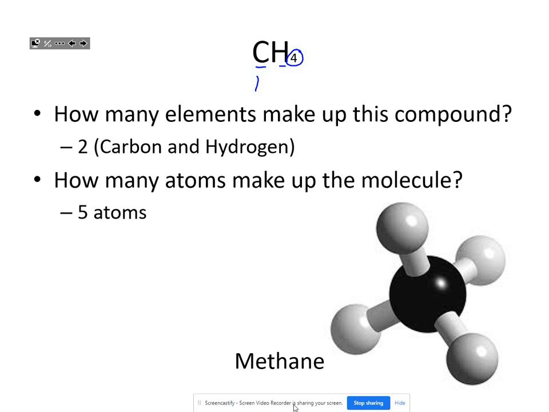And it fits together like that. That's methane. Methane is what makes your farts stink, literally. All right? So you can see the black in the middle, that's your carbon, and your 4 white dots there, that's the hydrogen sticking to it.